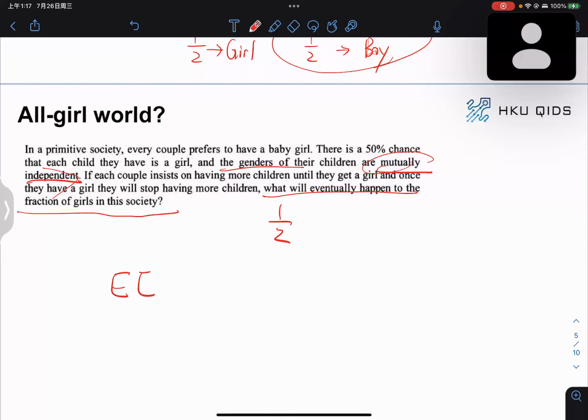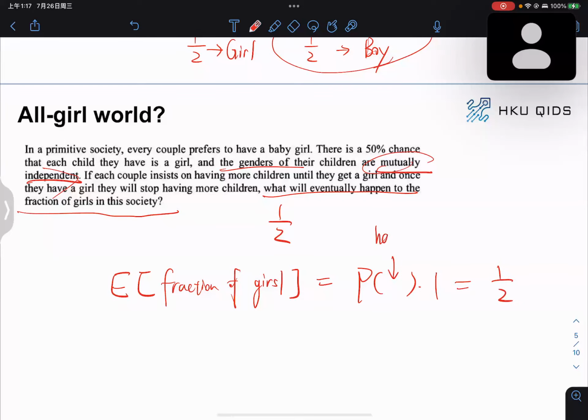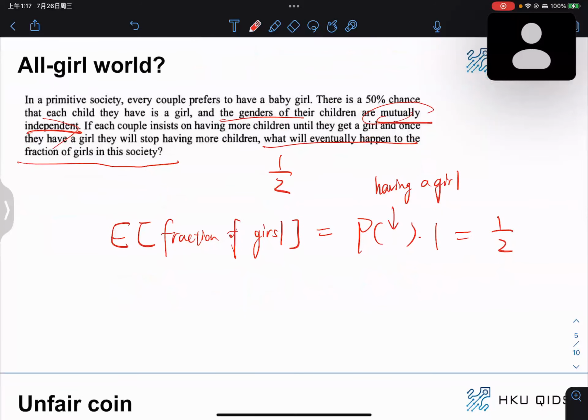Expectation of fraction of girls is still going to be the probability multiplied by 1, right? So which is 1/2, the probability of having a girl. So it's still 1/2. The question here just wants to mislead you. It tells you that it's an all-girl world, but with a question mark. And for a statistician, we need to understand the logic and the reasoning behind this question mark, okay?